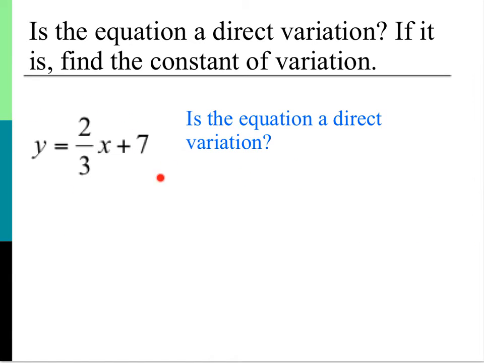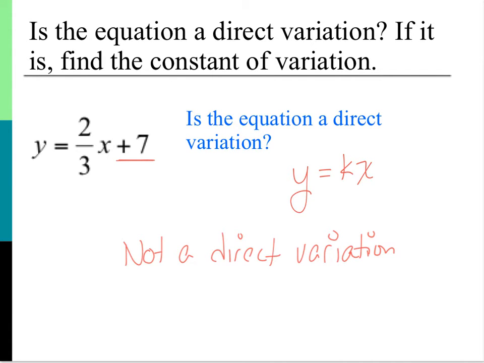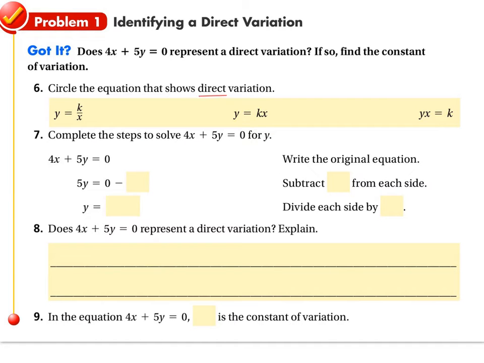Another equation. Is this equation a direct variation? Does this equation fall into this format? It does not, because of this plus 7. That is not in our format at all. So it is not a direct variation. We know that direct variation must be an equation that looks like y equals kx.